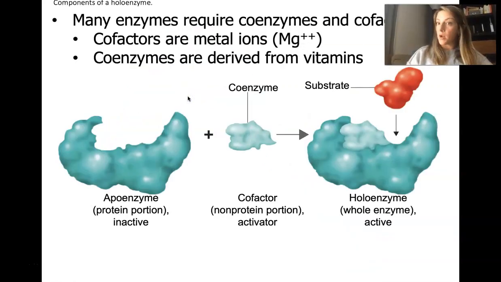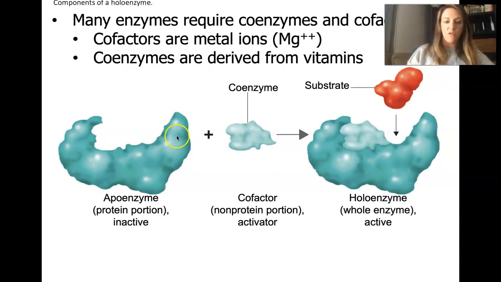So, it gets more complicated. We've got lots of enzymes. We also have lots of coenzymes and cofactors. These are going to be things that are required for enzymes to work. Okay, so cofactors are things like metal ions, like magnesium. Coenzymes are derived from vitamins, where you have to have an enzyme to make your reaction go faster, but you also have to have a coenzyme or cofactor.